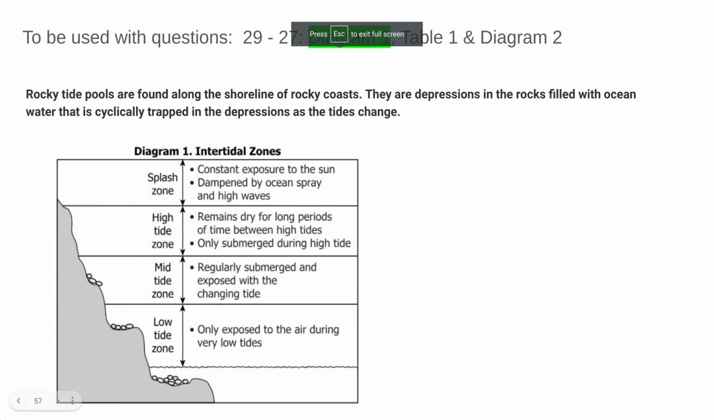Okay, in this last set of questions in TestNav, another set of cluster questions. This time there are three different pieces of information for us to look at in the questions. Diagram 1, we can see here, is showing us the intertidal zone at a rocky tide pool. So think about a place where there's a rocky shoreline that leads down into the ocean.